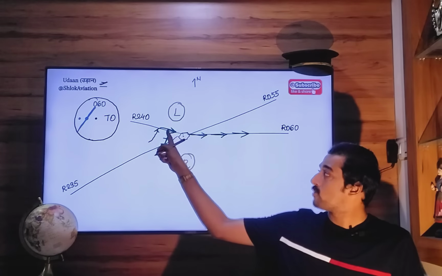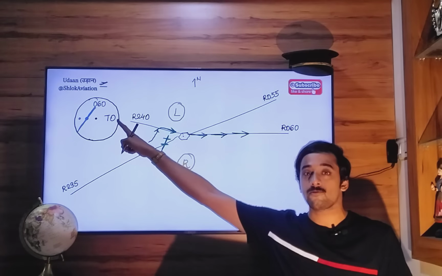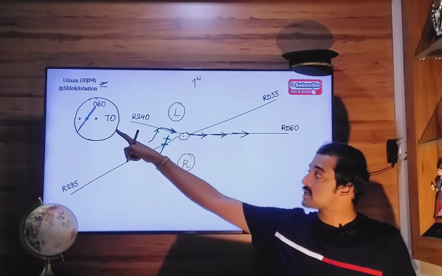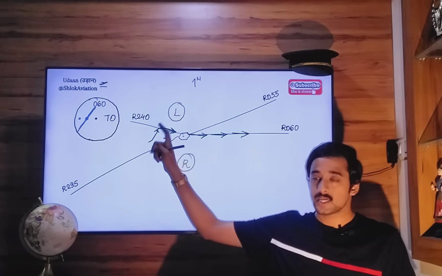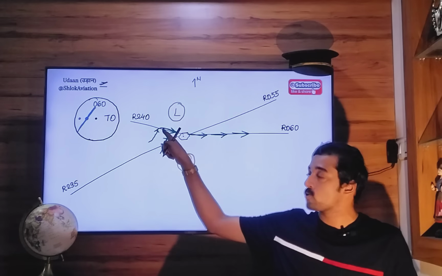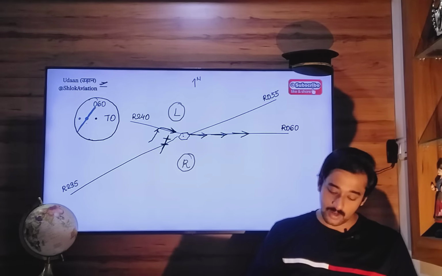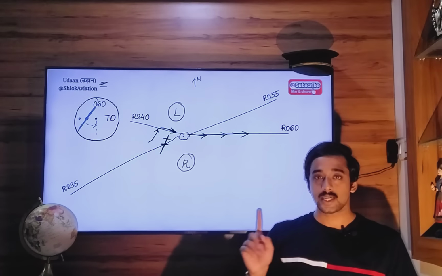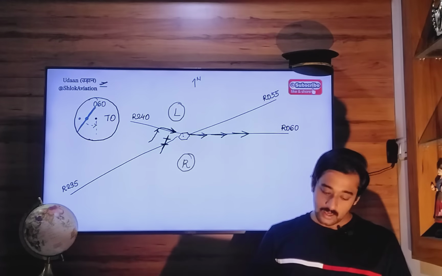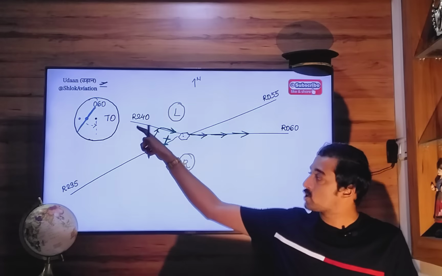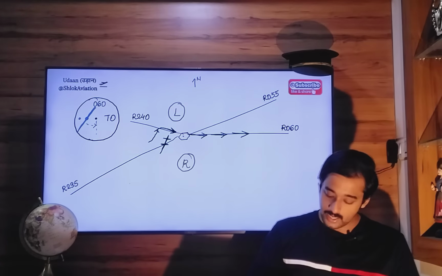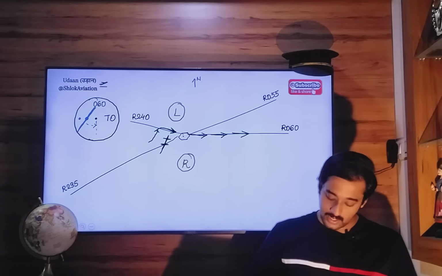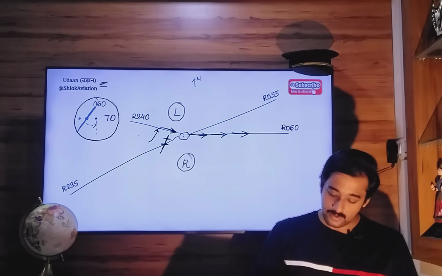And when you overfly this VOR station, this will become FROM, and automatically the CDI indication will come in the center. Once you intercept this radial 240, the CDI needle will come back in the center position. Okay. So now the difference between 235 and 240 is a 2-degree difference. Correction, it is a 5-degree difference.